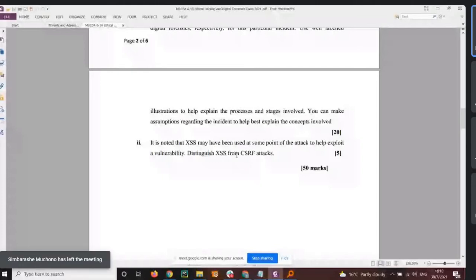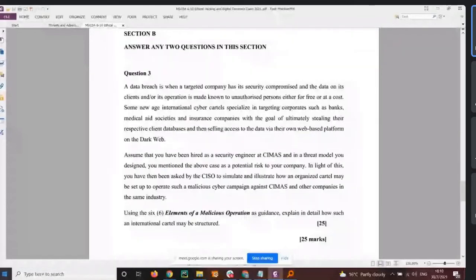So it will come in a different format, but in most cases, it will definitely come as a question. So it's always very key for you to understand what are the elements of a malicious operation. The same applies to the cognitive task model you talked about earlier, and the incident response methodology. Those will most likely always come, but the way they come, they're not always seen the same.